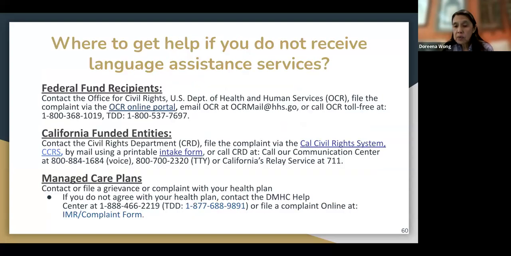Next slide. So then we wanted to just make sure that you knew where to get help if you didn't receive the language assistance services that you needed. I'm not going to go through all of these because we're running out of time, but you will see that it depends on which agency you're interested in, whether it's a federal fund recipient and you might go to OCR, or whether it's a California agency, you might go to the Civil Rights Department. But as you will see, there's different suggested places. If this is a managed care plan, you might go to the managed care plan, the Department of Managed Healthcare. The next slide.